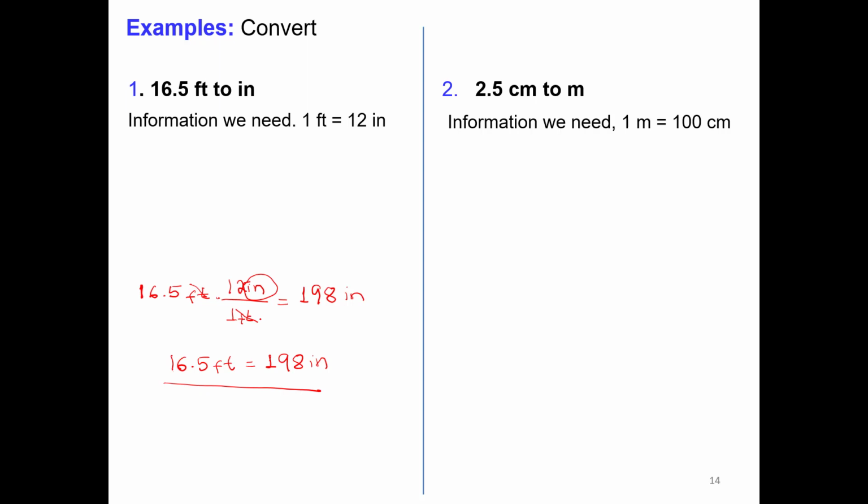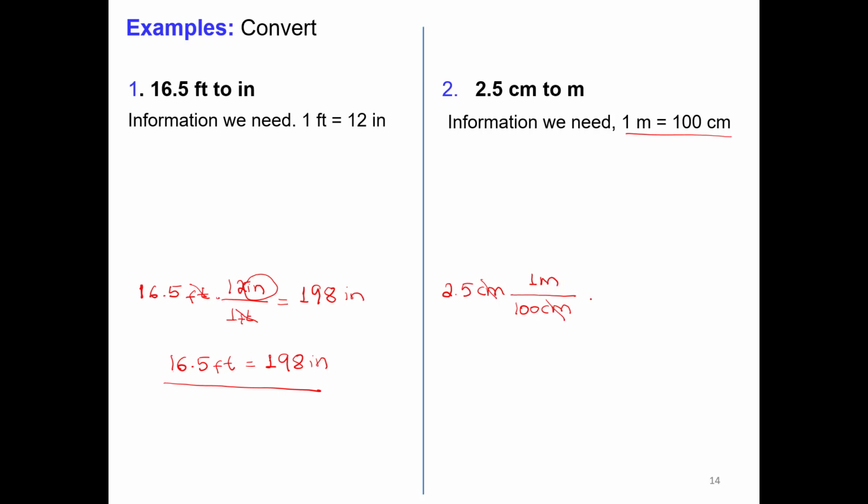In this one, we want to convert 2.5 centimeters to meters. That's the number we want to convert. The next thing is we need to write the appropriate conversion factor, in a way that the centimeters cancel out. The only way is if we write 100 centimeters in the denominator and 1 meter on top. These two cancel out, and the final answer is in meters.